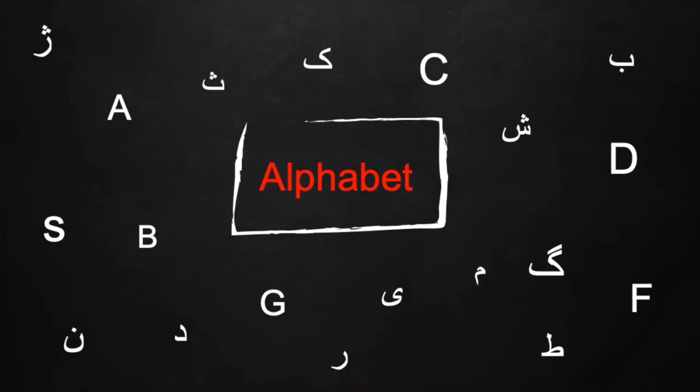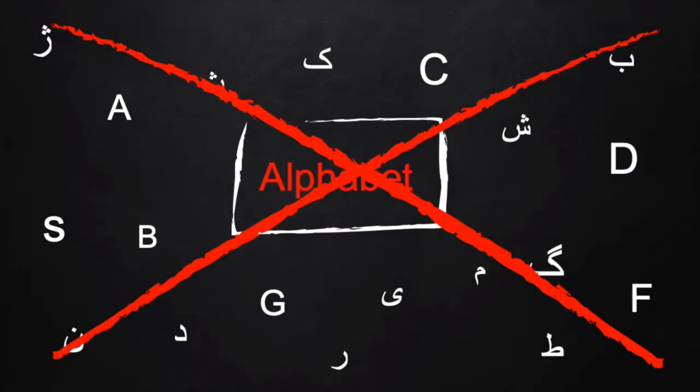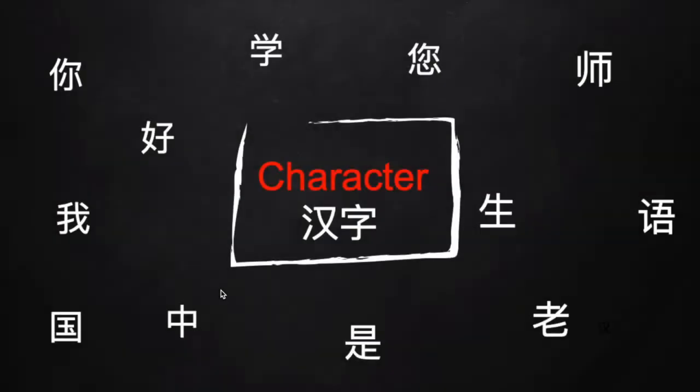But the question is, does the Chinese language have an alphabet? And the answer is no. But if it doesn't have any alphabet, then how will we be able to read and write? In fact, the Chinese language uses characters to write. Each character consists of one or several strokes, and to write a word, we will use a character.